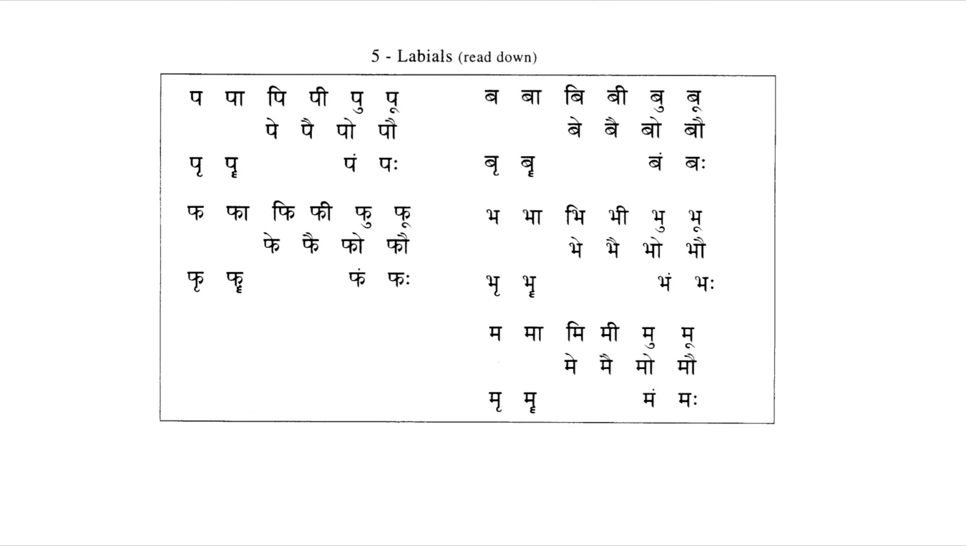Hard, unaspirated. Pa, pi, pu, pu. Pe, po, pow. Pum, pa, pri. In the upper right-hand corner, the soft, unaspirated.